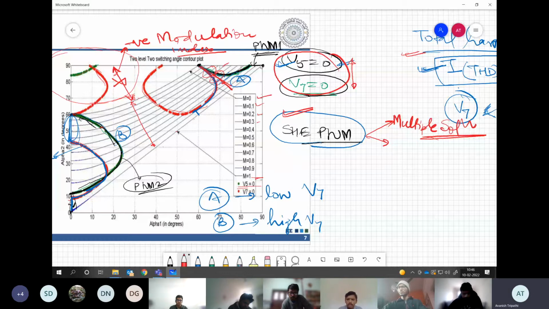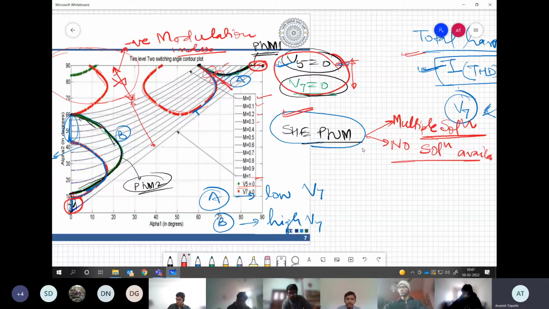The second limitation is that there is a lot of gap when you move towards the higher modulation index. You have no solution. Many a time when we go close to the higher modulation index, there is no solution available. Then what to do? We are forced to move in whatever manner we want. And in all such modulation index ranges, we will not have this condition fulfilled: V5 equal to 0 or V7 equal to 0. Understanding my point?